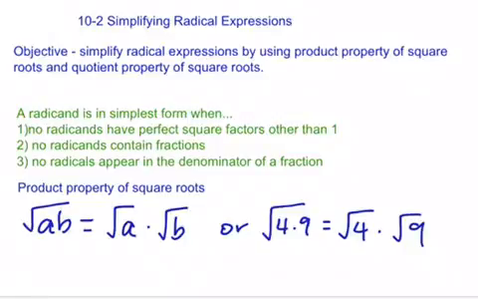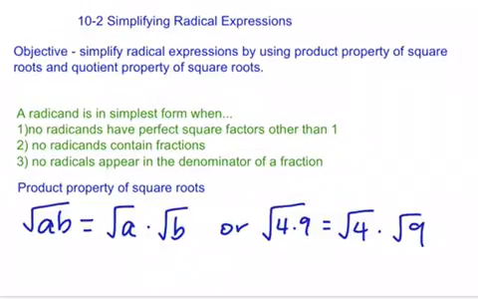Okay, students, so what we're going to look at here is Lesson 10-2, Simplifying Radical Expressions. Now, of course, we looked at radical expressions back in Chapter 7, as well as exponents. And so here, what we're going to do will be key for multiple concepts that you'll be dealing with when you get to Algebra 2, especially.